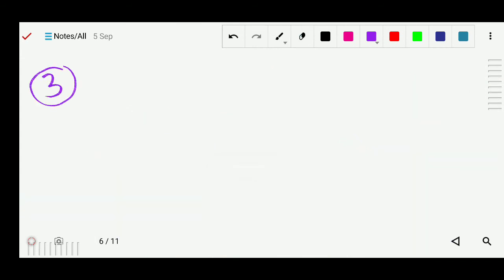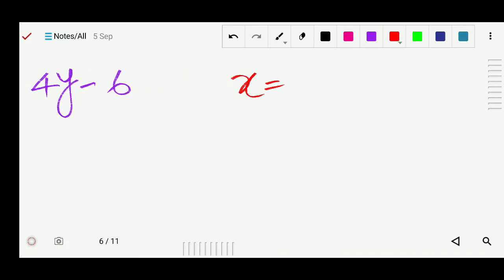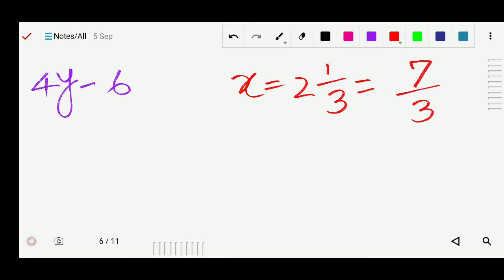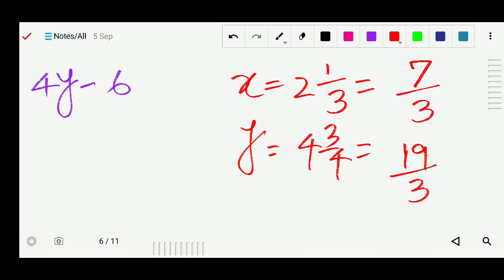Question number 3. So here it is, what is the expression? 3x plus 4y minus 6, and the value of x is given. The value of x is given 2 and 1 by 3. So we can make it improper. 3 twos are 6 plus 1, so 7 by 3. And what is the value of y given? 4 and 3 by 4. So 4 fours are 16 plus 3, 19 by 4.